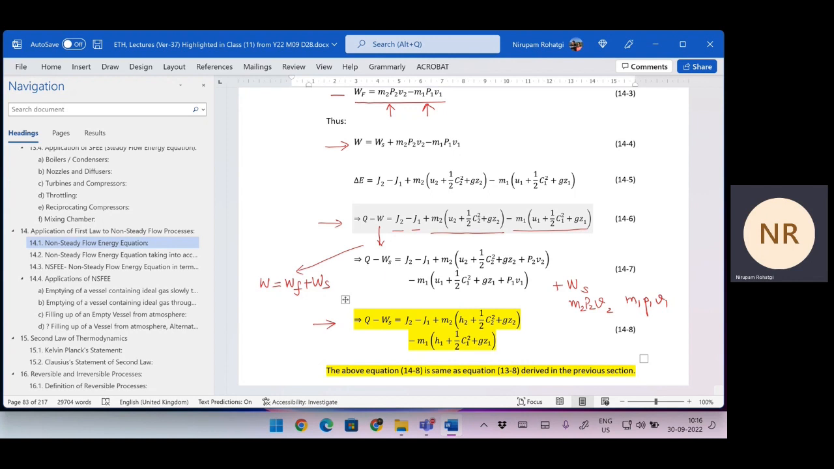So J1 will be equal to J2, M1 will be equal to M2, and you get the equation Q minus Ws will be equal to M into (delta H plus half delta C square plus G delta Z). That is the equation we got, and we used it for all the processes. But now we will stop here and use this equation onwards when the system is a non-steady flow system.